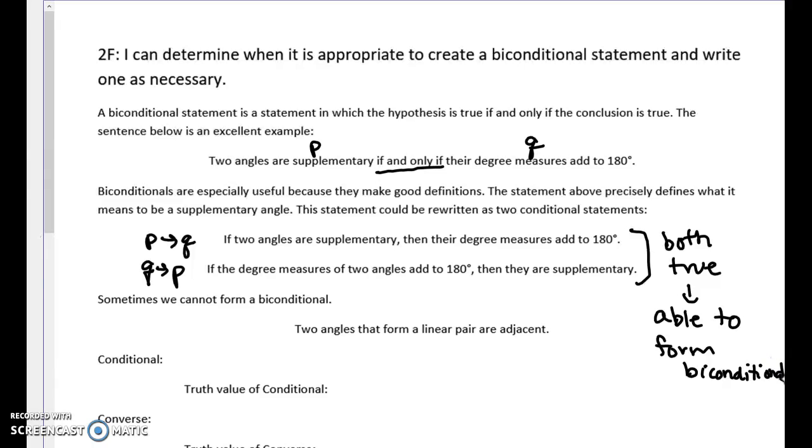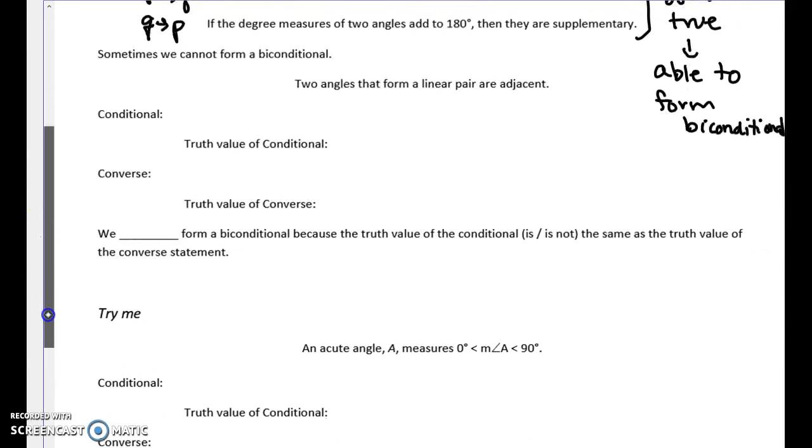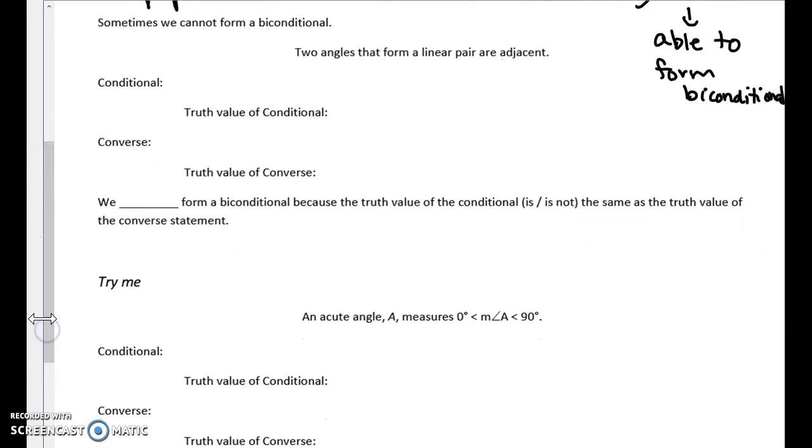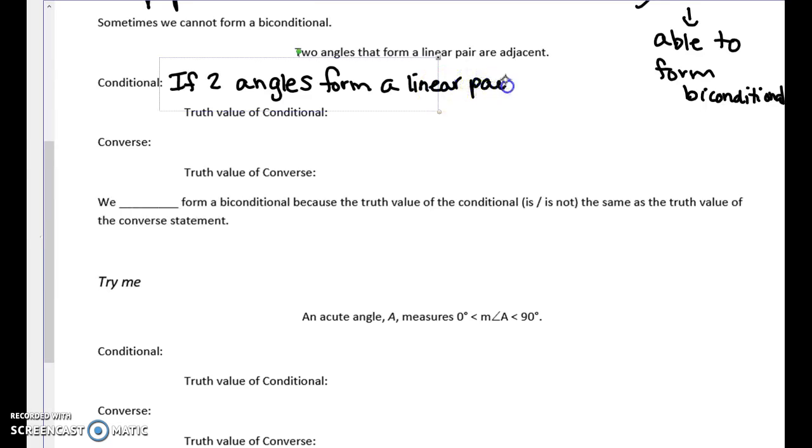But sometimes we can't form biconditionals. Let's take a look at an example. Two angles that form a linear pair are adjacent. All right, let's break that into a conditional statement. If two angles form a linear pair, then they are adjacent.